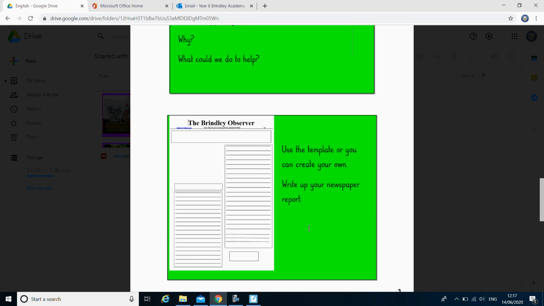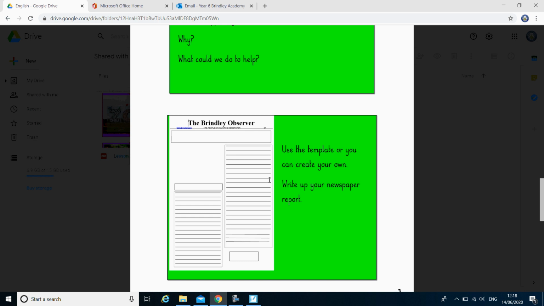And we've given you a writing template. If you don't want to use this and you want to create your own using your excellent computer skills that I know you have, you are completely welcome to do so. Word is really good for creating newspaper templates because it's got the columns feature. But if not, you can print this one off and you can use this one. So this is for you to write up your newspaper article on.